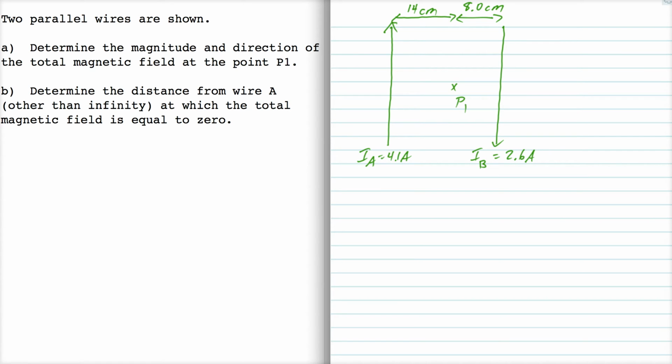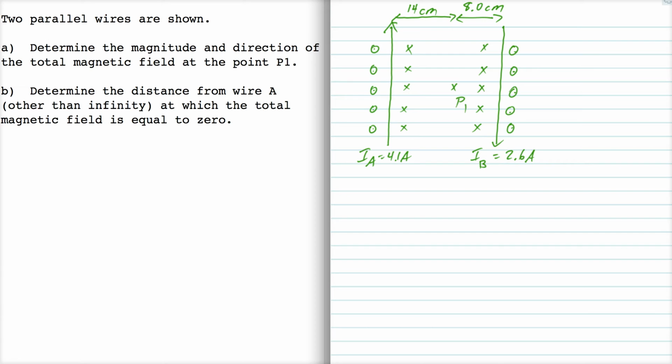Alright, so we need to find the total magnetic field at point P1. We'll start there. The magnetic field due to wire A, by the right-hand curl rule, goes into the page on this side and out of the page on this side. For wire B, the right-hand curl rule tells us that the magnetic field goes into the page on the left side and out of the page on the right side.